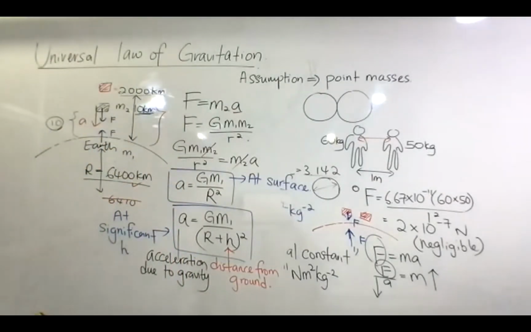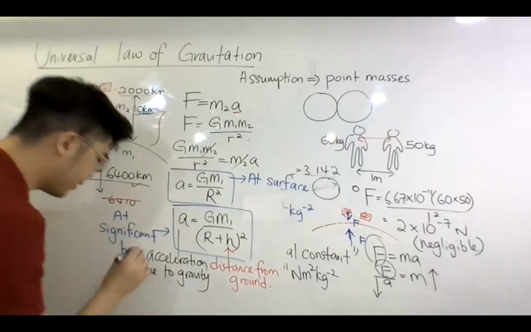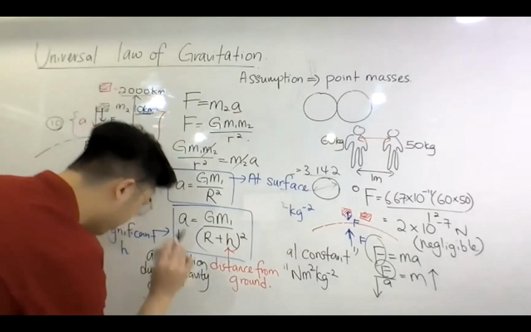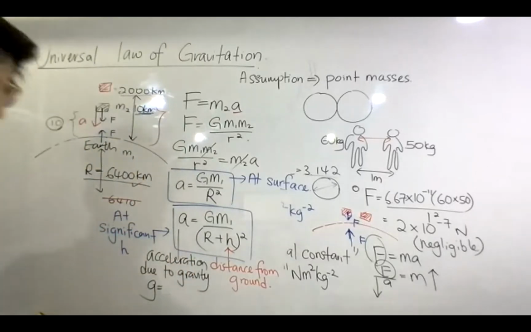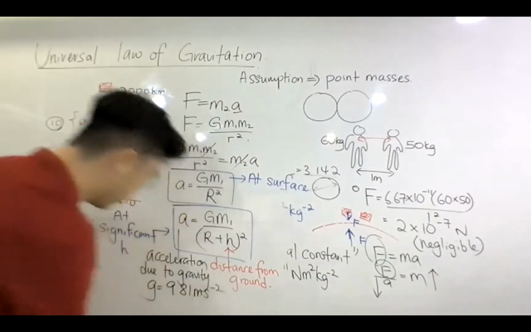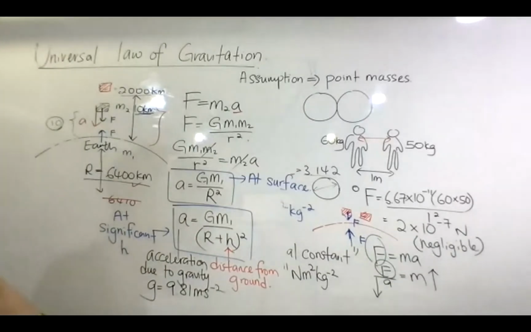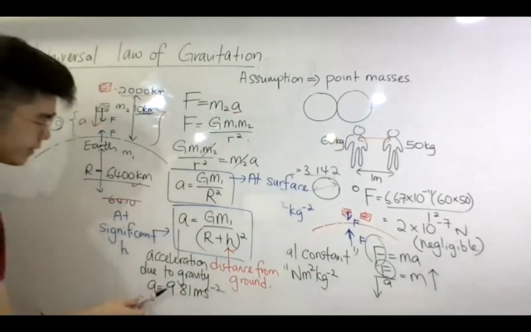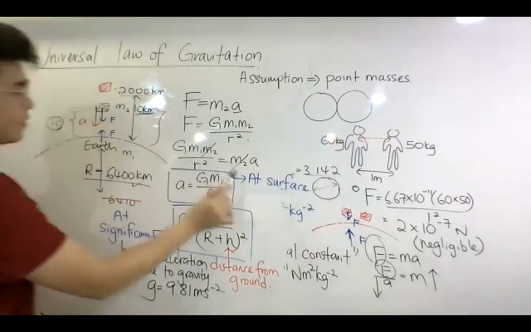What is the value of this one? Acceleration due to gravity is the G, right? The normal calculation that you do for the G, 9.81 meter per second square. This is acceleration due to gravity. 9.81 is the acceleration at the surface.